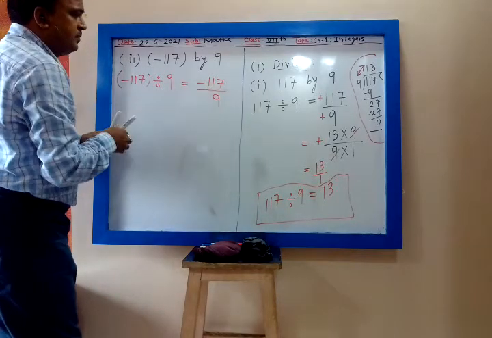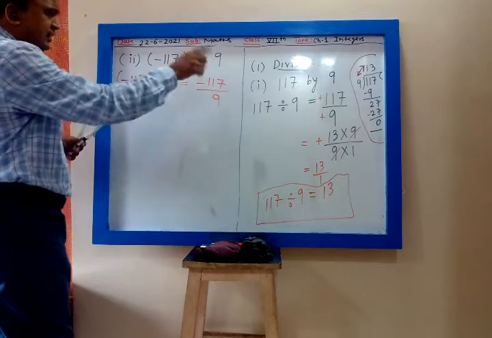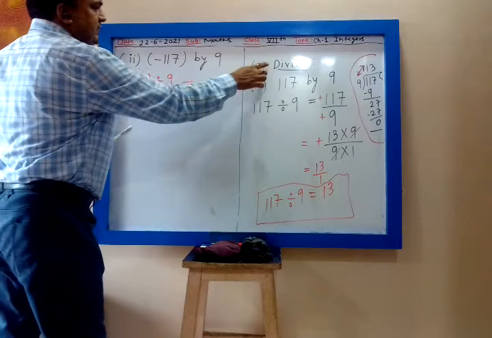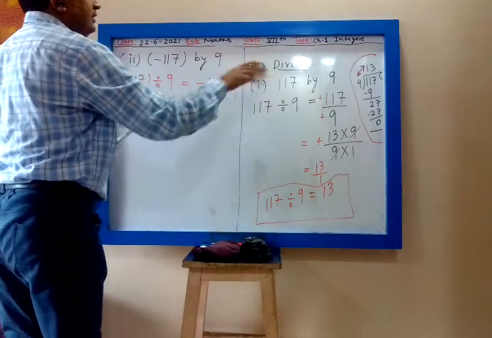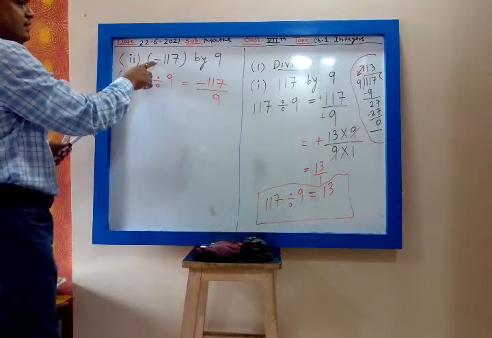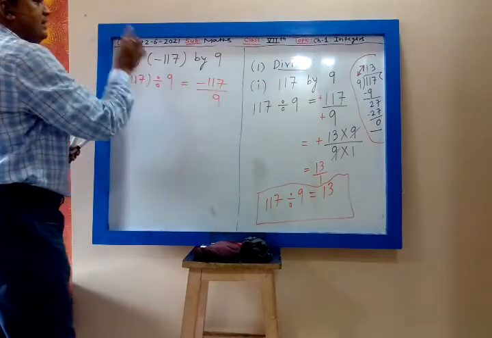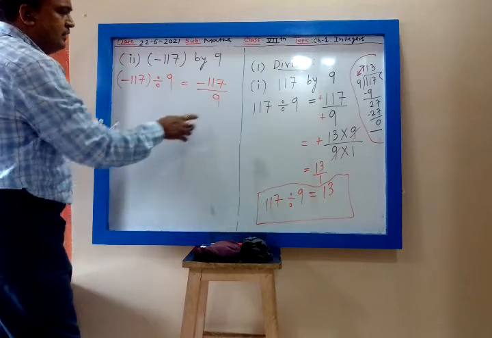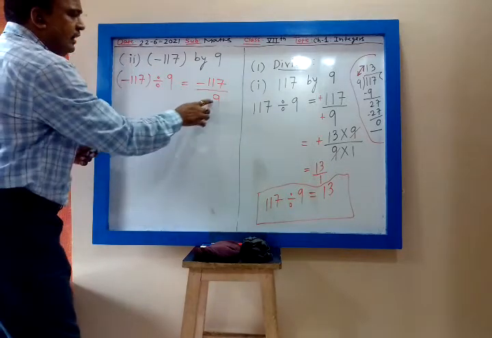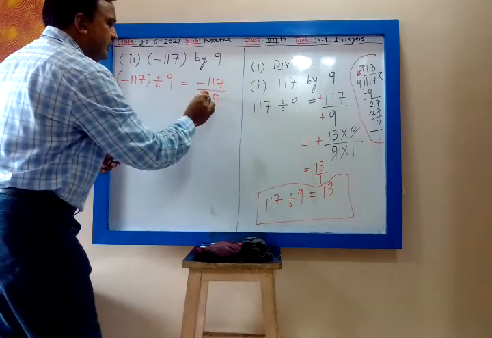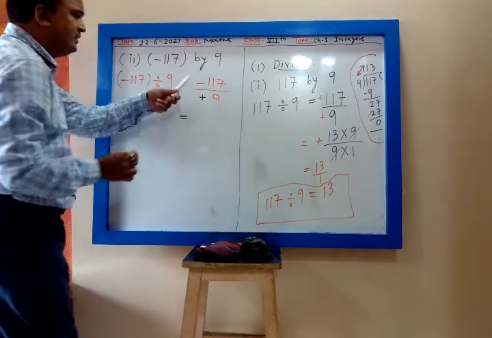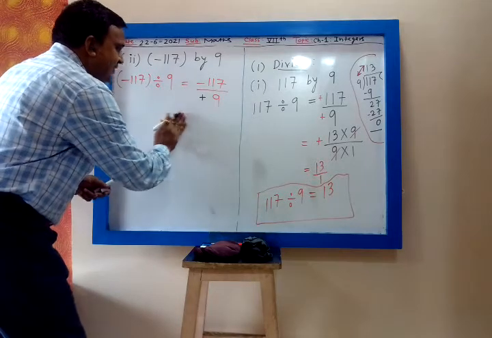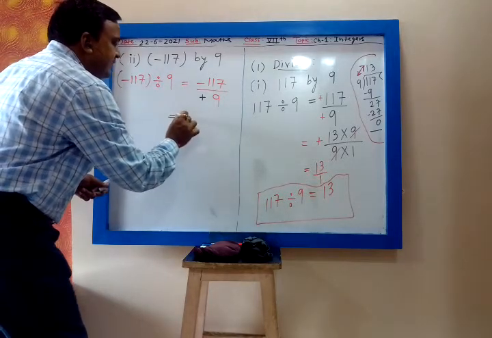Now wait. 117 has a minus sign. Same question: the first was divide 117 by 9. Now the next question, instead of 117, it is given minus 117. So now 117 has a minus sign. Which sign does 9 have? 9 has no sign. No sign means plus sign. Now what is minus upon plus? Minus. So the final sign will be minus.